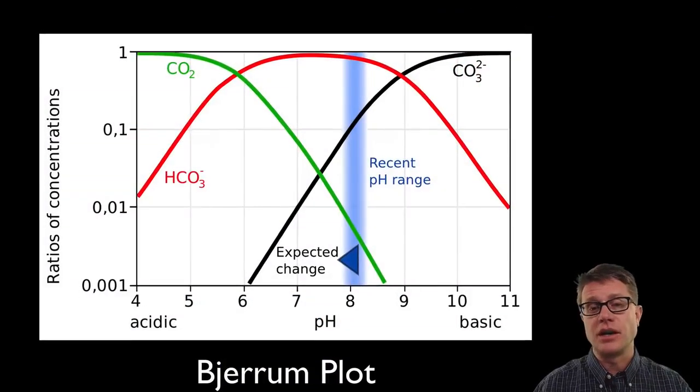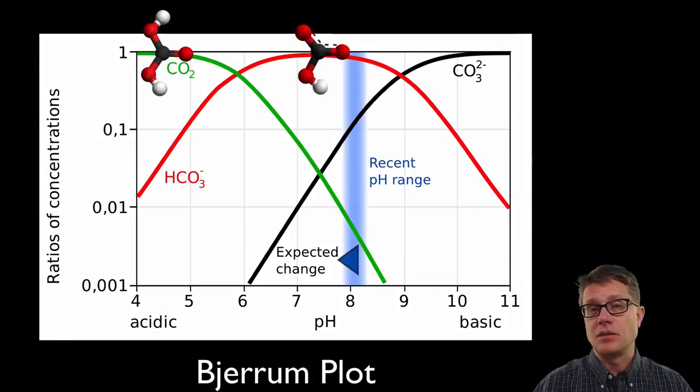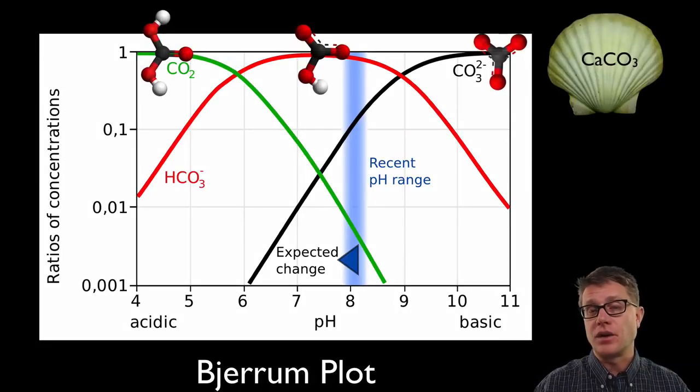And so we can use a Bjerrum plot to figure out what's going to happen over time. These are log scales of the concentration of these 3 compounds. The green represents the amount of carbonic acid. The red line represents the amount of bicarbonate, and then the black line represents the amount of carbonate. Remember, that's important for shells. And so if we look at it at acidic levels, carbonic acid is going to dominate. At neutral levels, bicarbonate is going to dominate. And then at basic levels, those that we would find in the ocean, carbonate is going to dominate.